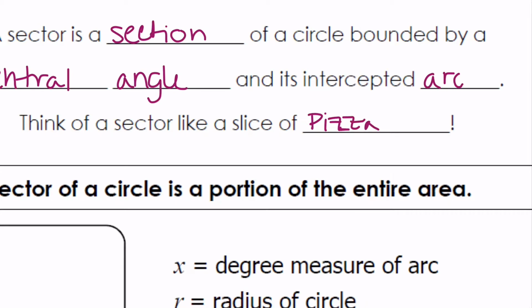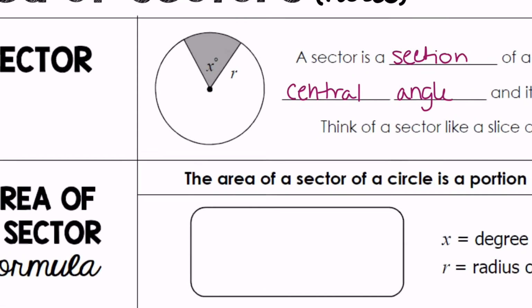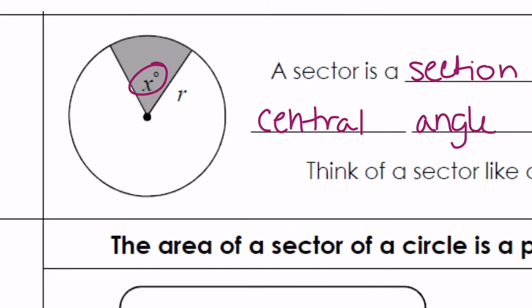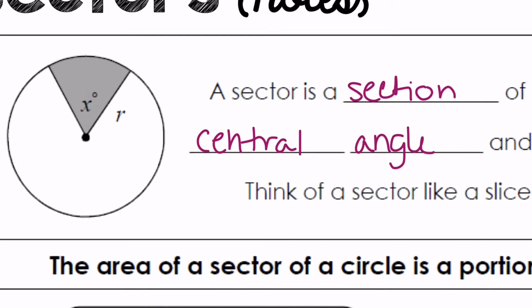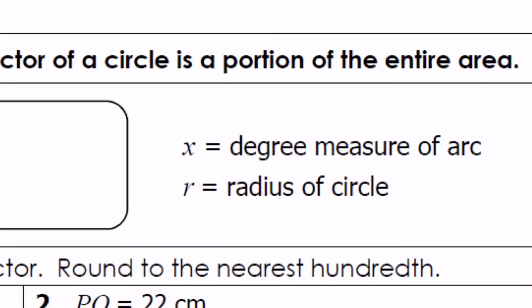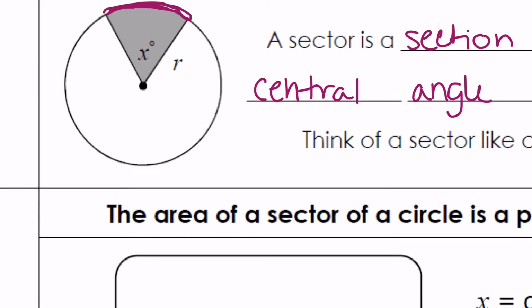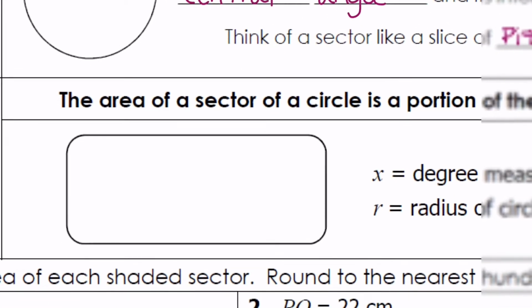If you go to Casey's, you get a whole pizza and it's cut into like 8 pieces. Each of those pieces is what you would call a sector. The central angle here is what we call x. Or actually, that's the degree of the arc, sorry. This is the arc right here. And x represents the degree measure of the arc.